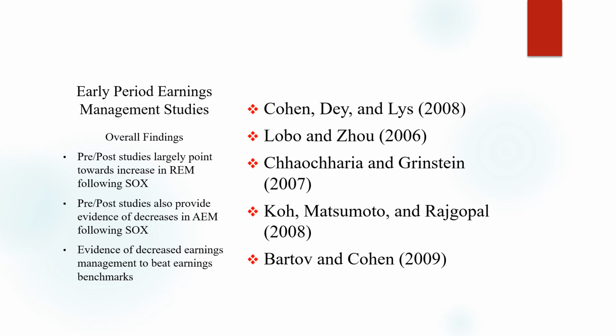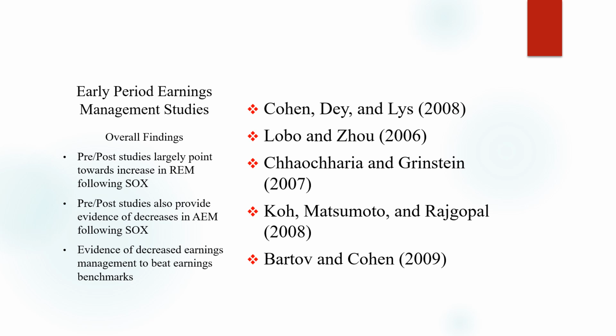So if we go back and look at the early period of our earnings management studies, probably the best study to start out with is the Cohen, Dey and Lys 2008 study. What Cohen, Dey and Lys find in a typical pre-post environment is that following Sarbanes-Oxley, there is a decrease in the use of accruals to try to manage earnings, and there's an increase in real earnings management, which is those interventions into the actual operations of the business in order to try to boost reported earnings.